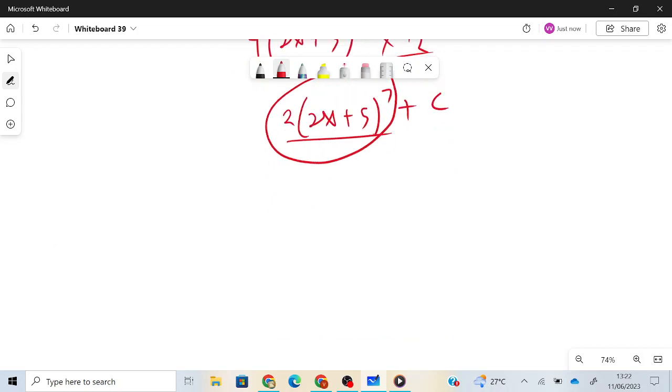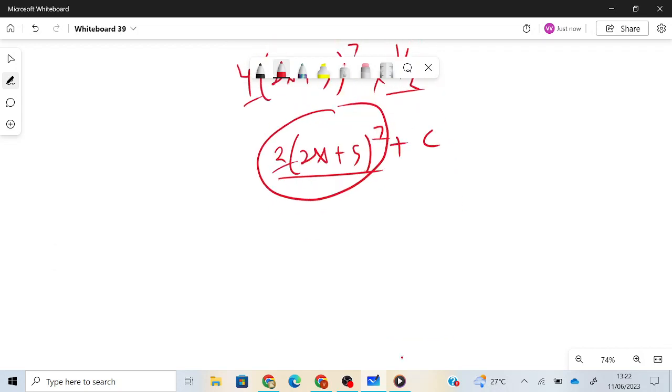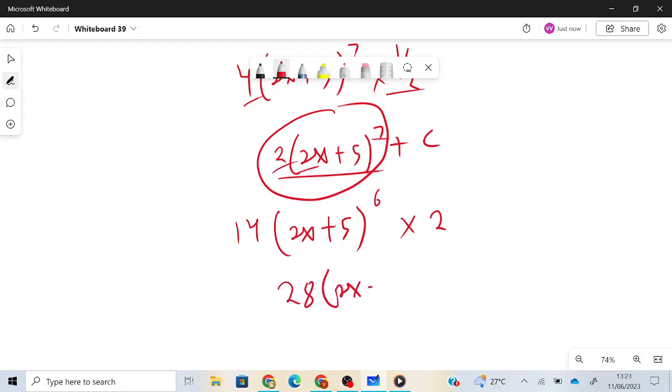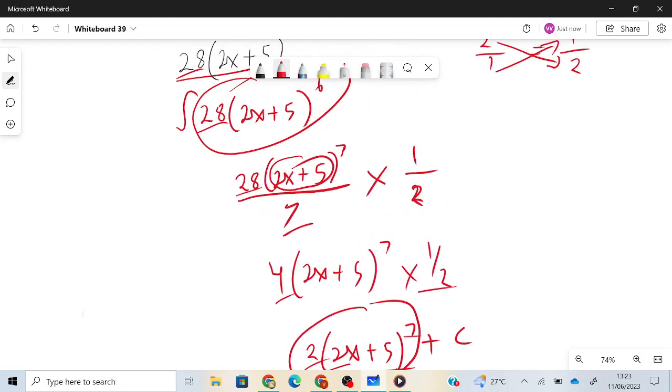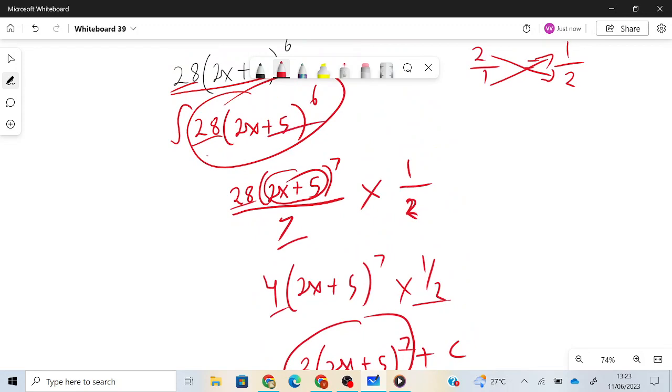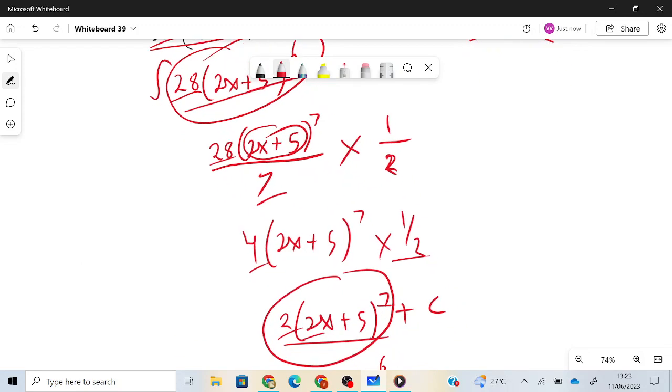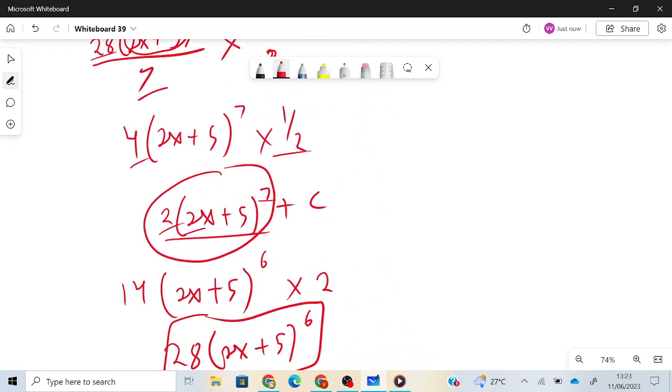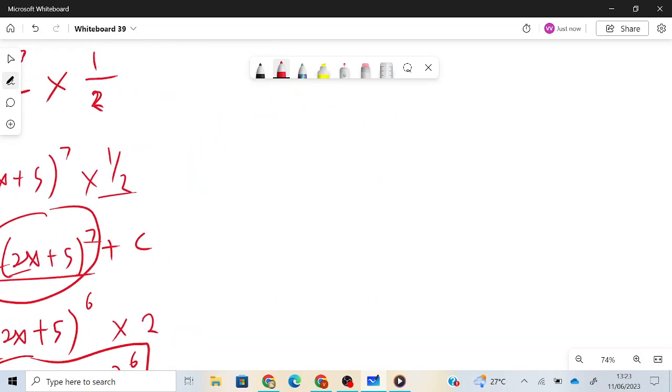Now if we go on with our differentiation, we know we do 7 times 2 first, so that's 14, into 2x plus 5, all to the power of 7 minus 1, that's 6, times the derivative of inside, that's 2, and this is 28 into 2x plus 5 to the power of 6. And that is the very same thing we were asked to integrate. Yep, here it is. Yeah, right, let's move on to the next example.